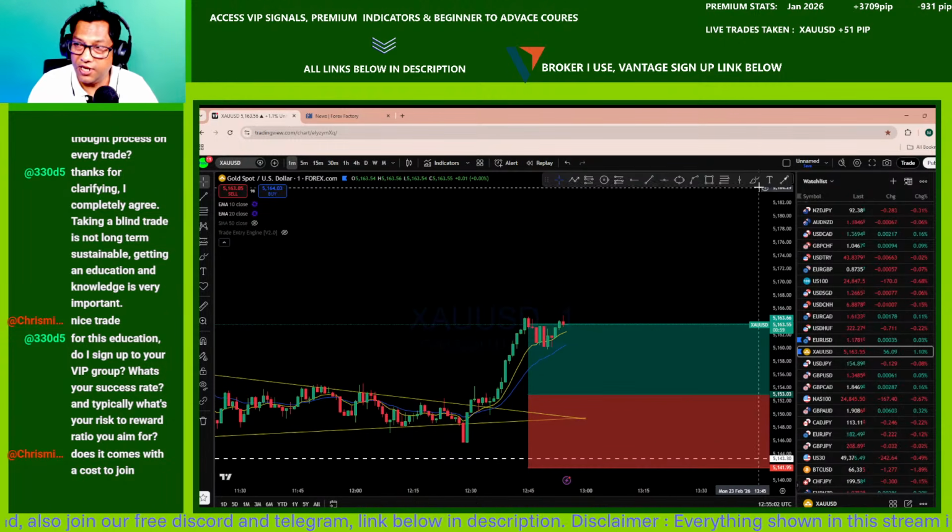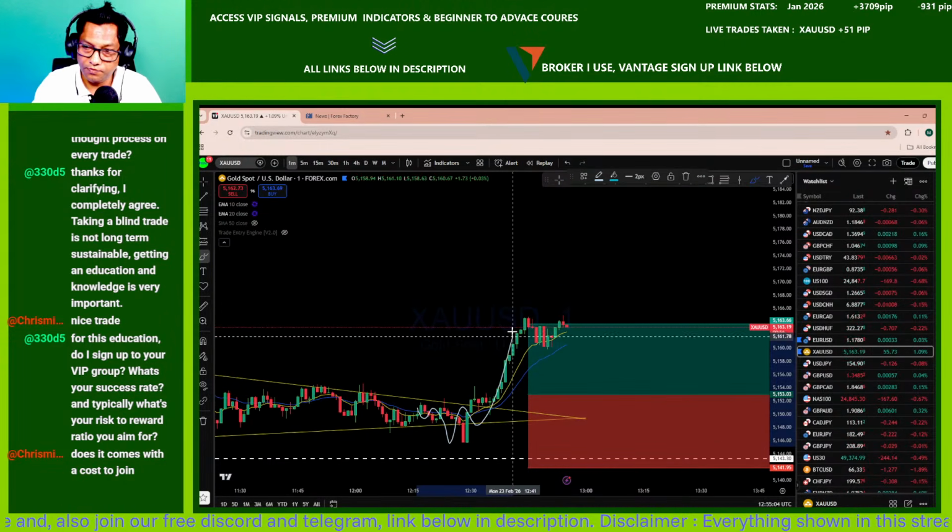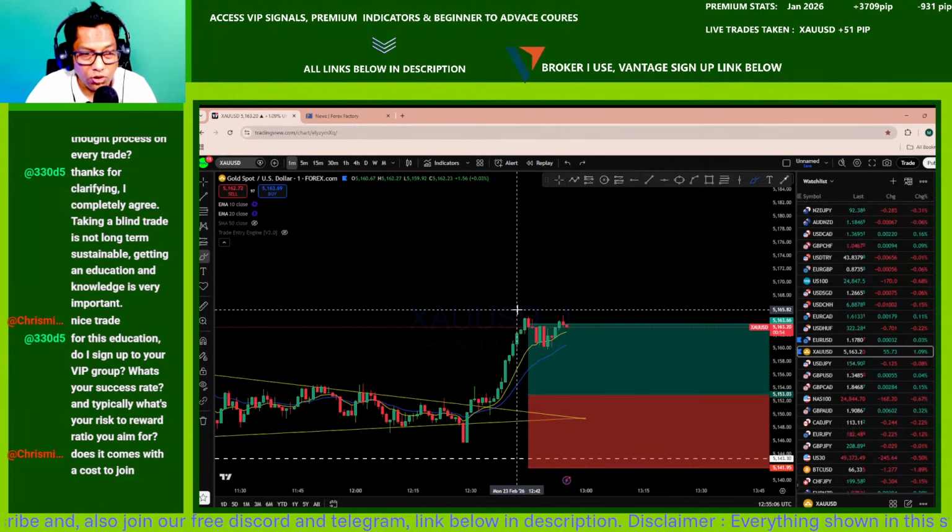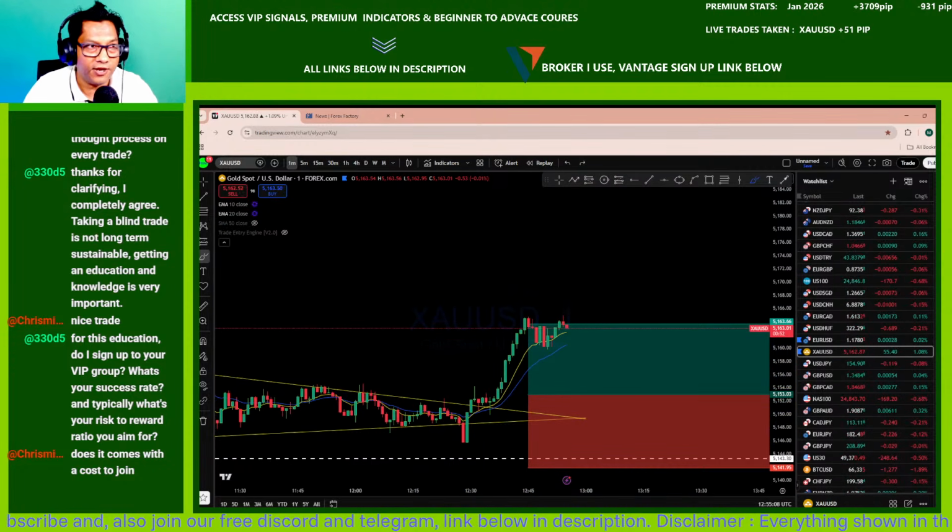As with this inverted head and shoulder on the 1-minute chart, it managed to break out. We could see that continuation here again.